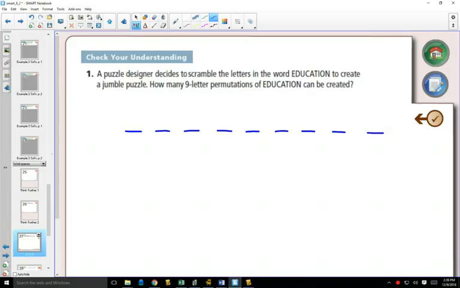How many choices do you have for your first letter? 9. Any of those 9 letters could be first. But then once you've used up one of the letters, how many choices are for the next letter? 8, then 7, then 6, then 5, then 4, then 3, then 2, then 1. Or we just get 9 factorial.